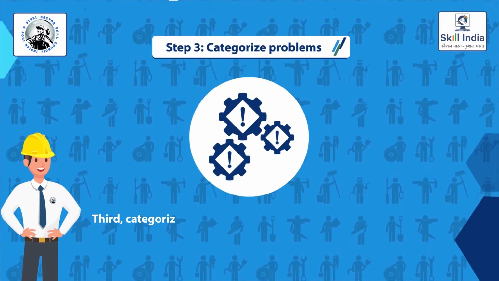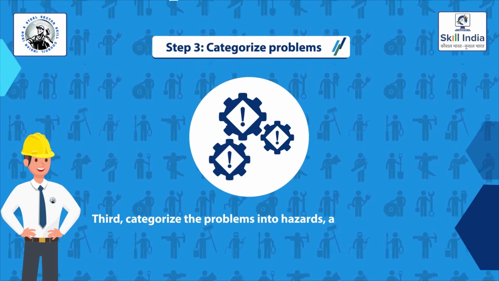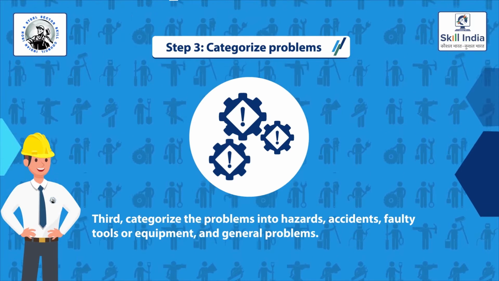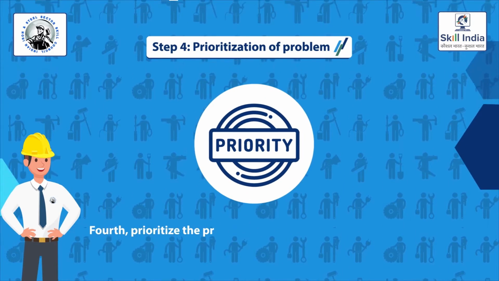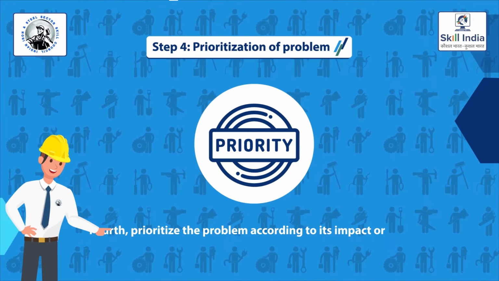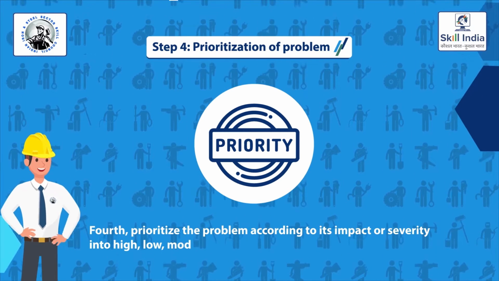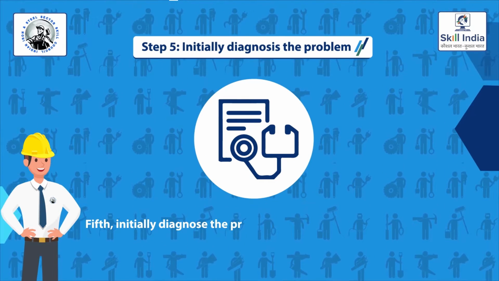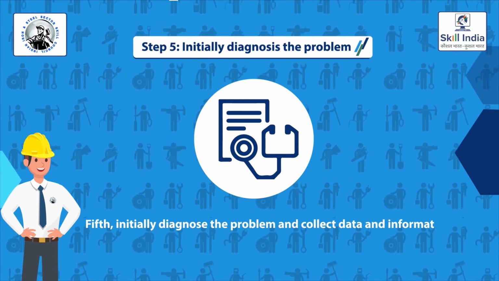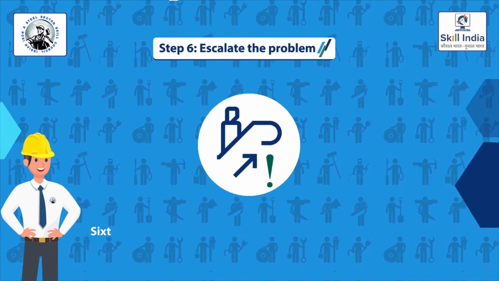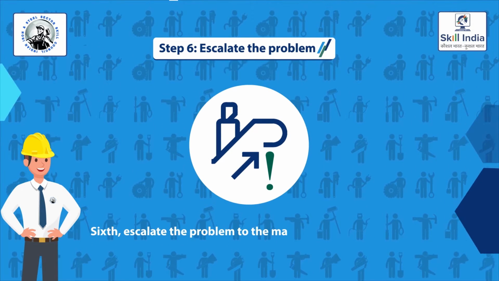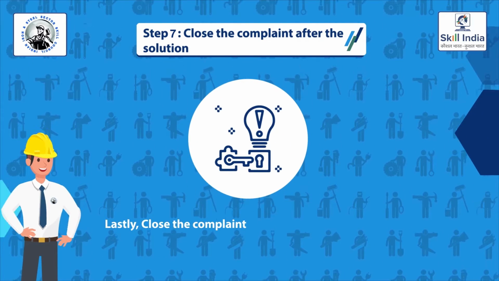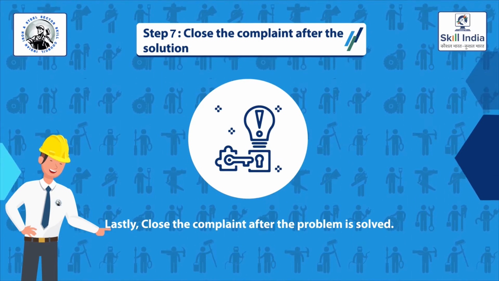Third, categorize the problems into hazards, accidents, faulty tools or equipment, and general problems. Fourth, prioritize the problem according to its impact or severity into high, low, moderate, and critical. Fifth, initially diagnose the problem and collect data and information regarding that. Sixth, escalate the problem to the management through the escalation procedure. Lastly, close the complaint after the problem is solved.